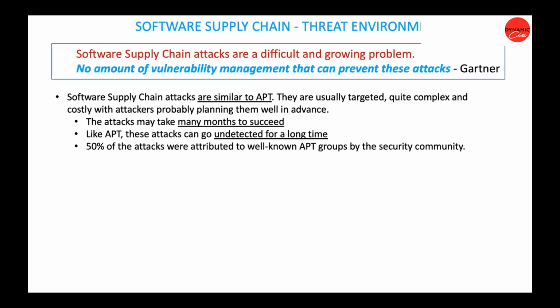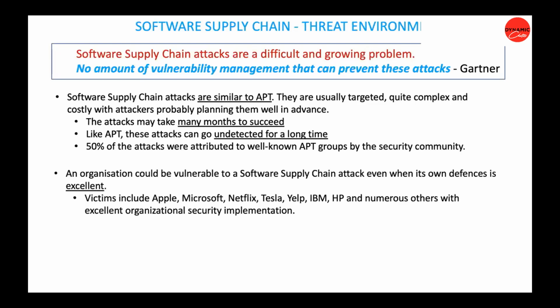These attacks are very similar to APTs, but they're even more complex. They're targeted like APTs, costly, and a lot of planning goes in. They take months to succeed. SolarWinds took 9 months. And they go undetected for a very long time. And as Rahul had mentioned in his opening speech, 50% of these attacks today are attributable to APT groups. That means they are very advanced attacks.